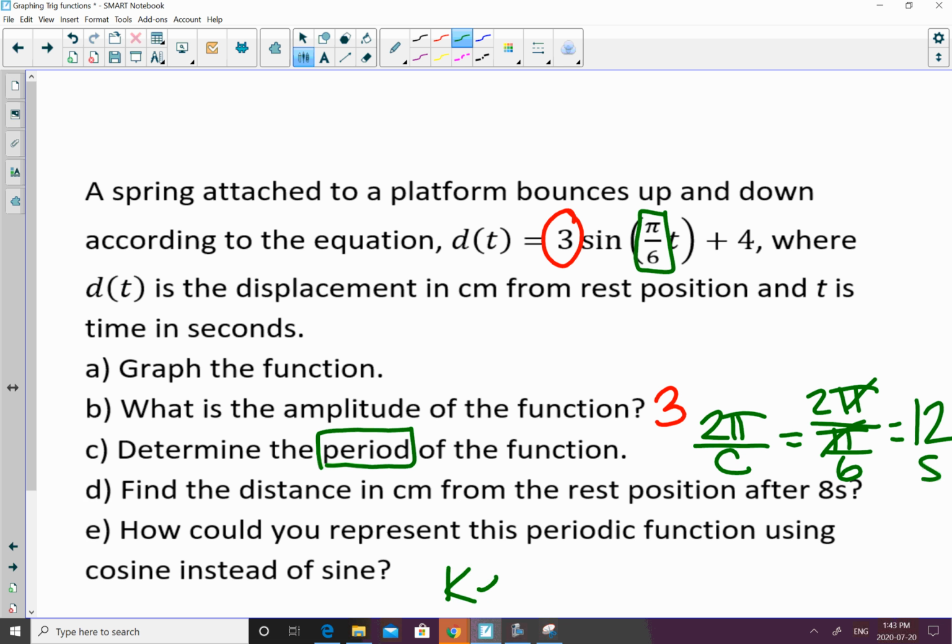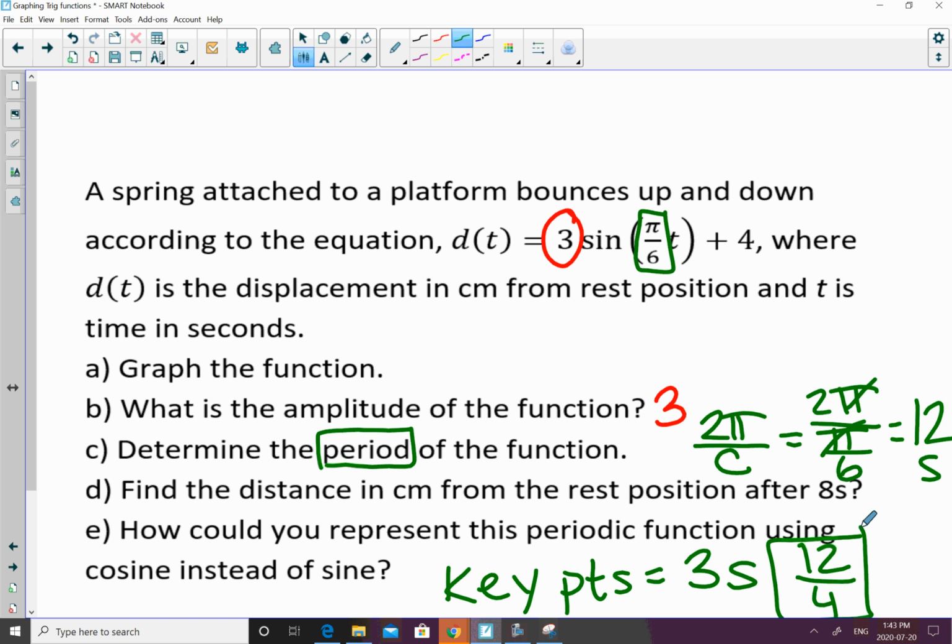Key points then will happen every 3 seconds, because 12 divided by 4, or every quarter of a 12-second cycle, would be 3 seconds. So that's going to help us set up our scale.